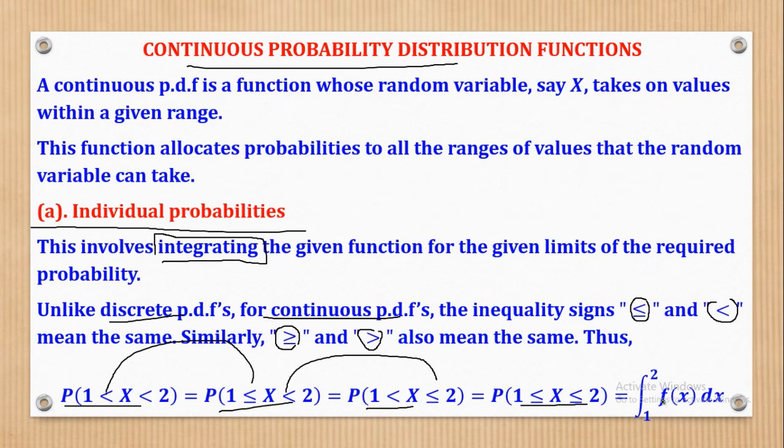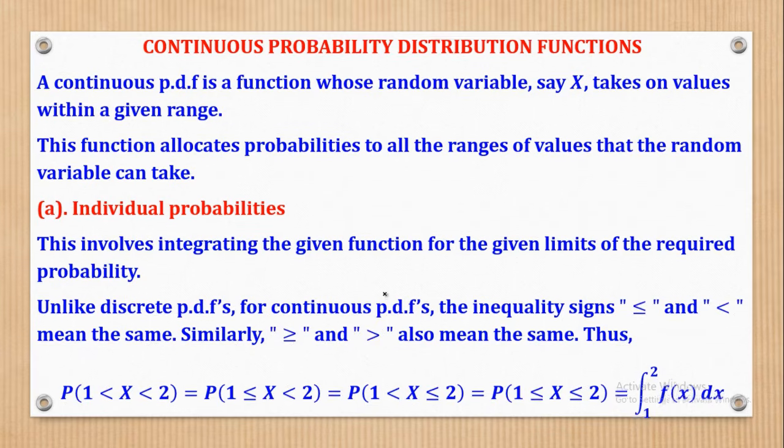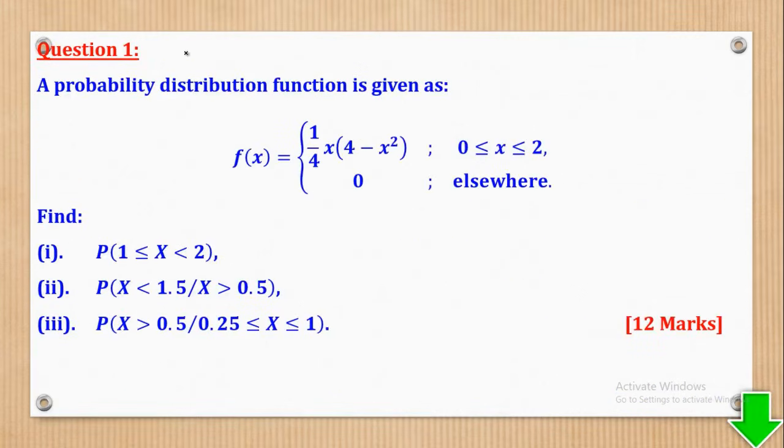So you have to integrate the given function with respect to the variable, which is x, from the lower limit to the upper limit. These limits are got from the required probability. In this case, for the probability of values from 1 up to 2, you have to integrate from 1 up to 2. So with that concept, let's see how this question can be answered.